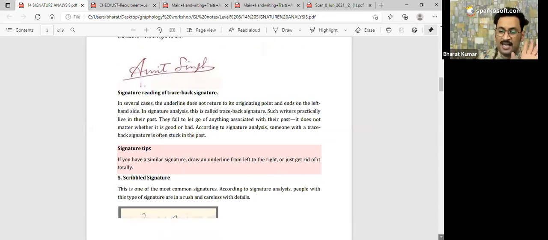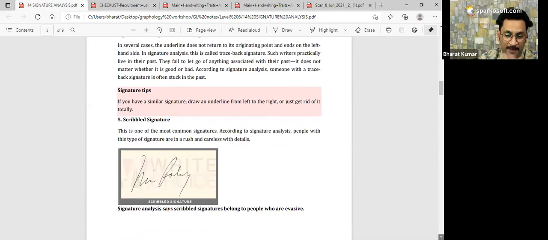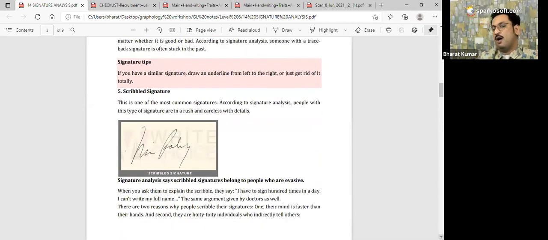So avoid this line. Scribbled signature. Many of you are having such kind of signature now. Not many of you, but 3-4 signatures at least, sorry. So please make a change in your signature. Many of you are asking here what changes are required. Okay, you have written something and we are not able to understand what you have written. If even a single line is moving back, it is a highly negative signature.